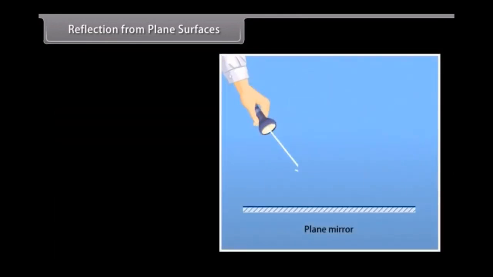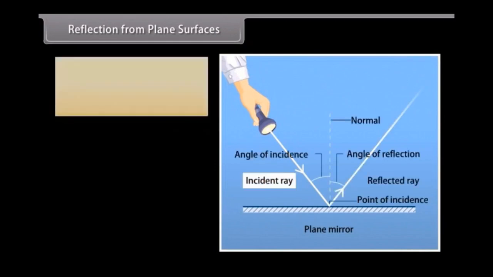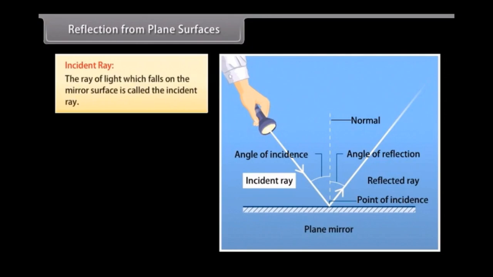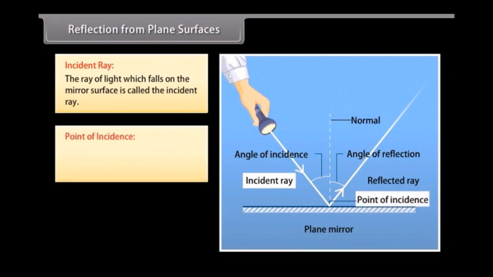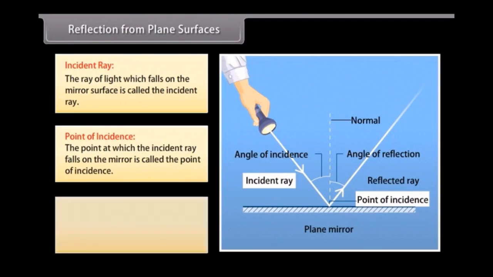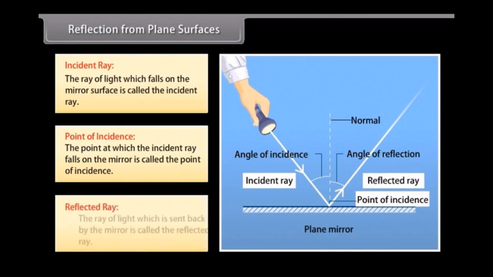Meanings of important terms are as follows to understand the figure. Incident ray. The ray of light which falls on the mirror surface is called the incident ray. Point of incidence. The point at which the incident ray falls on the mirror is called the point of incidence. Reflected ray. The ray of light which is sent back by the mirror is called the reflected ray.